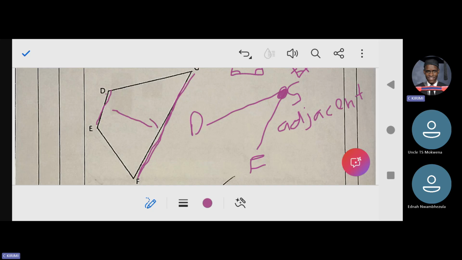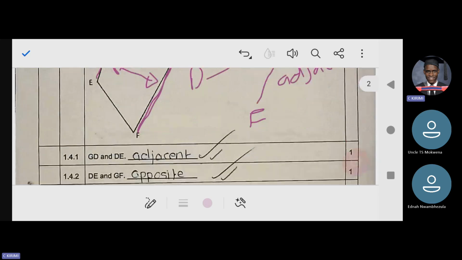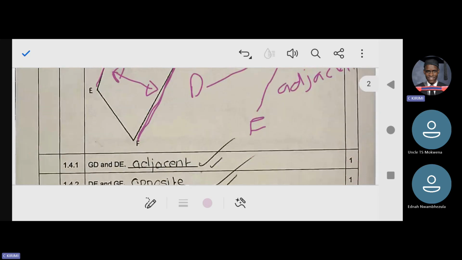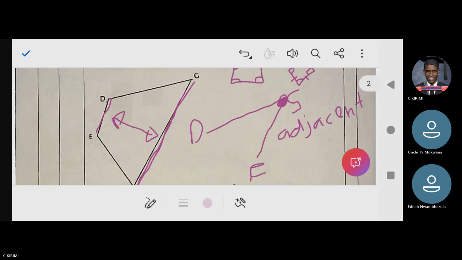The other one is on top, the other one is at the bottom. Whenever you see two lines which are sharing the same corner or angle, those lines are adjacent, which means they are next to each other. So that was the theory which they wanted you to apply when answering this question. Now they ask you DG and DE.